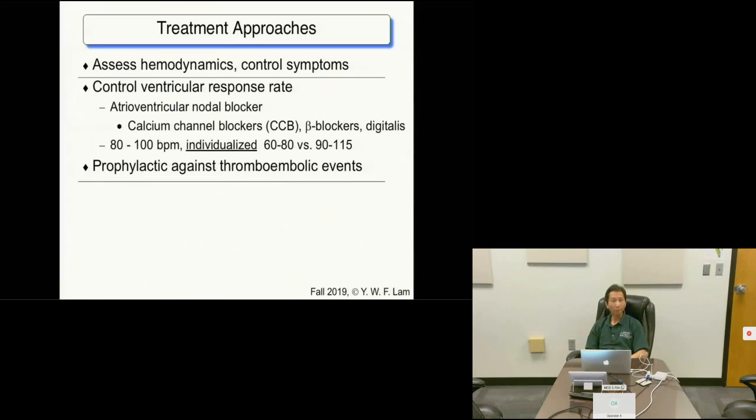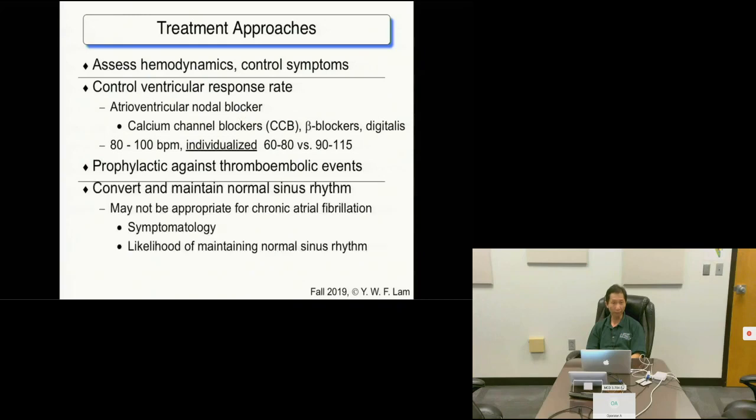Then, if we have time, we should also think about anti-thrombotic agents as well. So again, prophylaxis against thromboembolic events. And then after the patient's symptomatology is controlled, after the ventricular response rate is slowed down to an appropriate level for that particular patient, the next question we need to ask is, do we need to basically rework the patient back into normal sinus rhythm? And again, it's not just rework them back into normal sinus rhythm, but to maintain them in normal sinus rhythm.